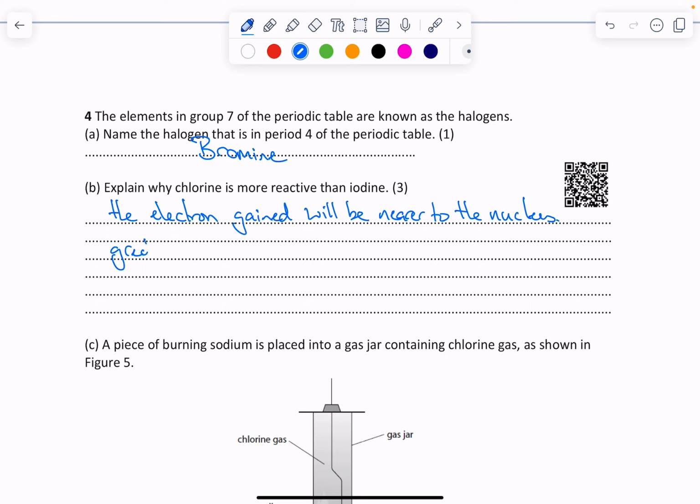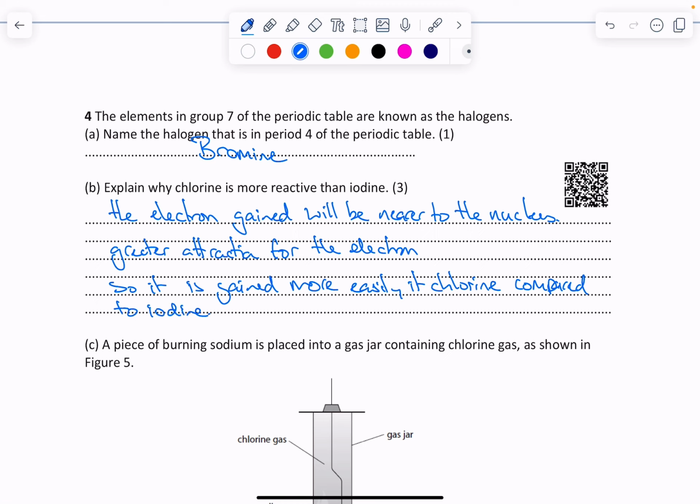That means there is going to be a greater attraction for the electron. So it is gained more easily in the chlorine compared to iodine.